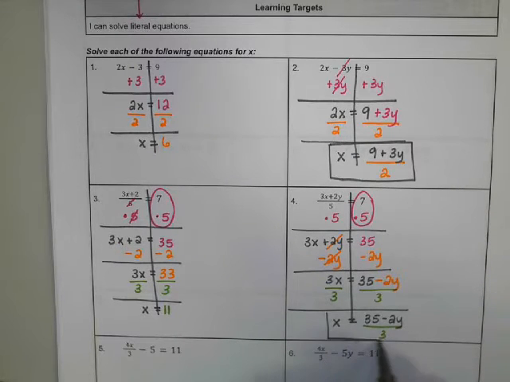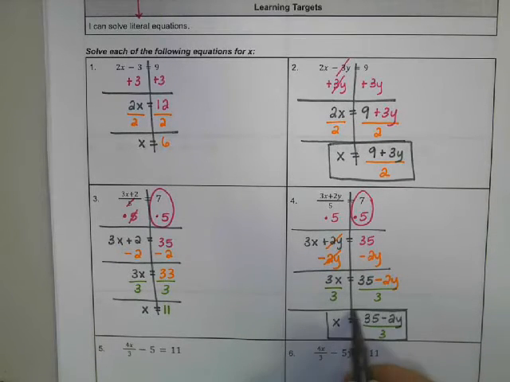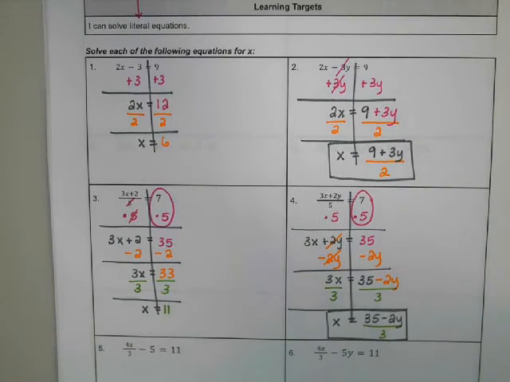Again, you'll notice that when we have a problem that starts with more than one variable, we're going to have an answer that ends with more than one variable, and it's not going to be simplified because we can't simplify if we don't know the value of that missing number.